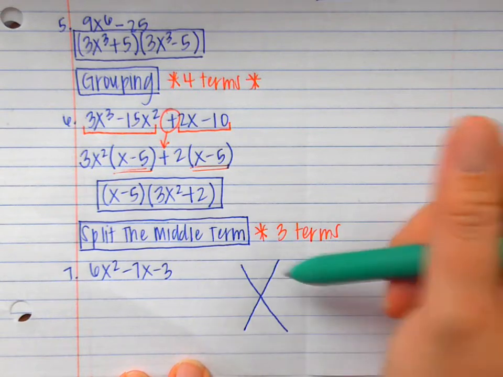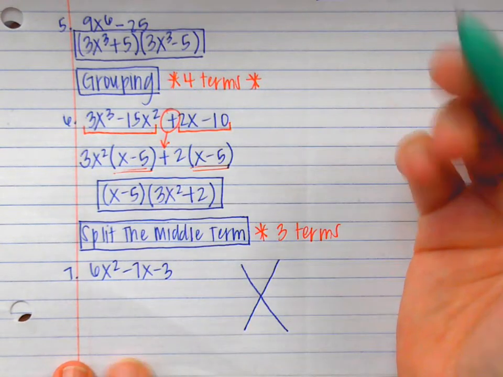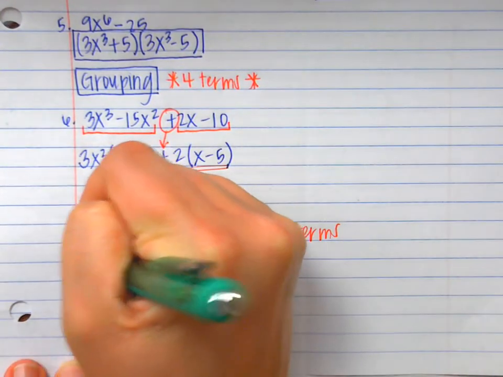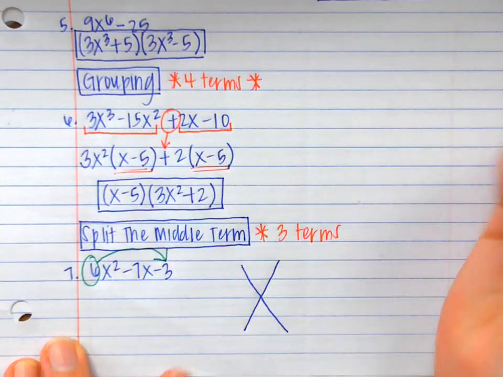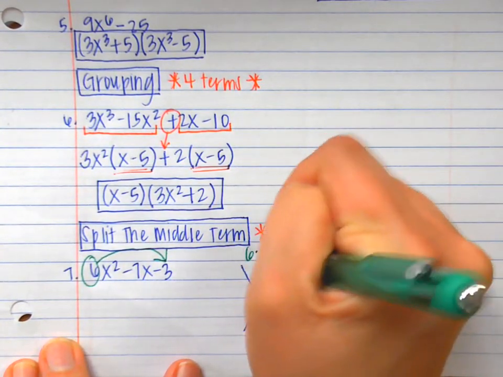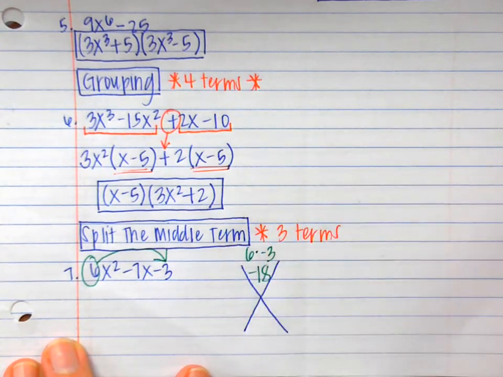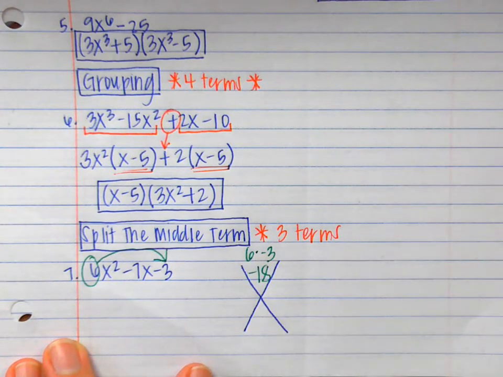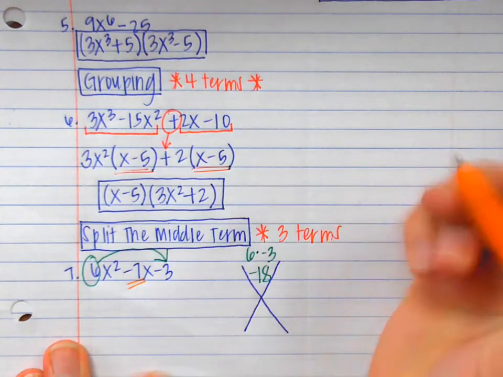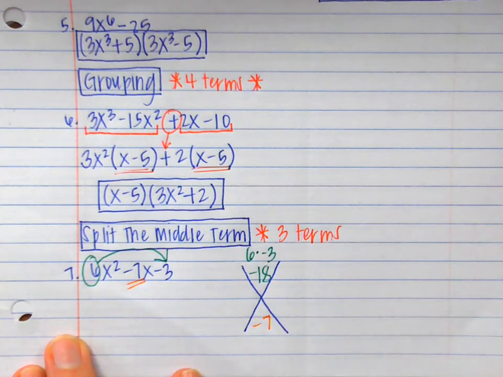So on top, what you're going to do is take A and multiply it with C. So it's going to be 6 times negative 3, and 6 times negative 3 is negative 18. And now the bottom is going to be my B term. My B term is negative 7, so negative 7 is going to go in the bottom.